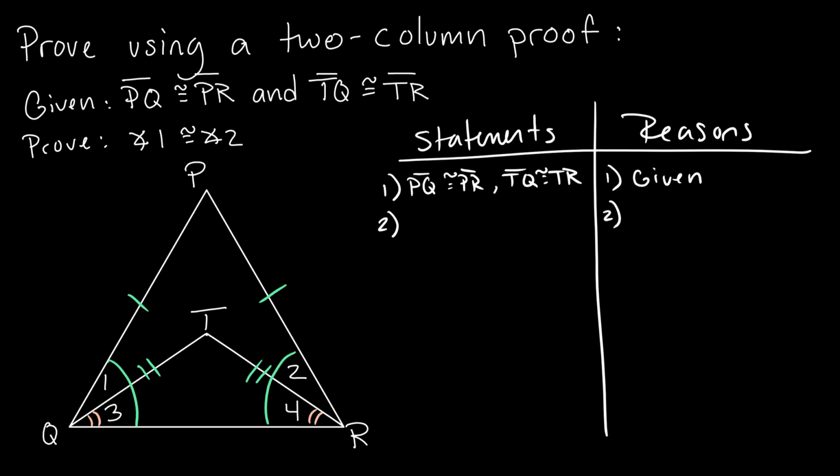Okay. So what did we state next about our picture? Yes, we stated that triangle PQR and triangle TQR are what? Are isosceles. Good. Isosceles triangles. Now, which of our brand new postulates and theorems do you think is our reasoning behind stating these are isosceles triangles? Yes, definition of isosceles.